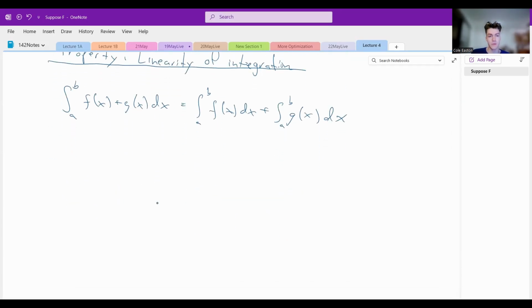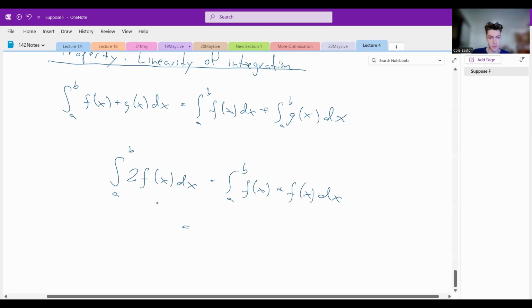Notice also that if we made f and g the same function, for example, I could say, well, what is the integral from a to b of 2 times f of x dx? Well, that's the integral from a to b of f of x plus f of x dx. And so by this property that we just showed, that's the integral from a to b of f of x dx plus the integral from a to b of f of x dx. And so that is going to be 2 times the integral from a to b of f of x dx.